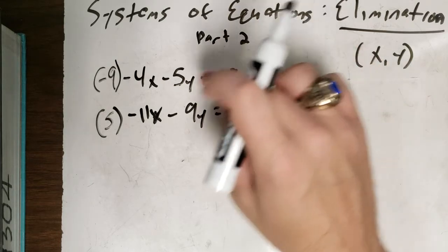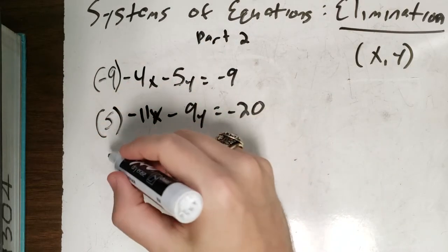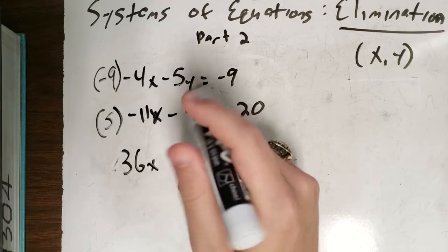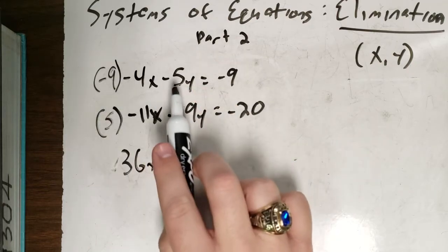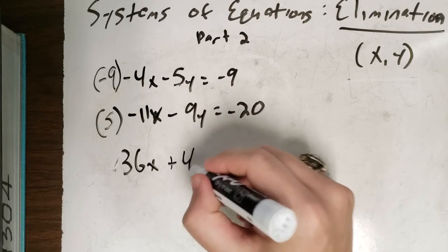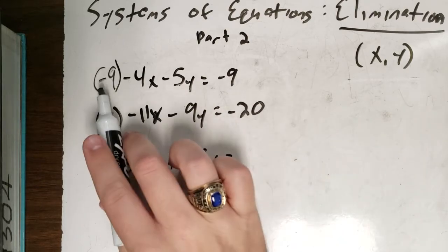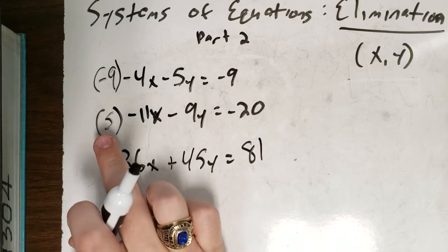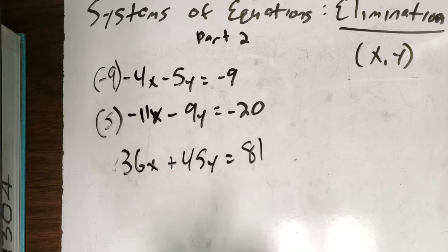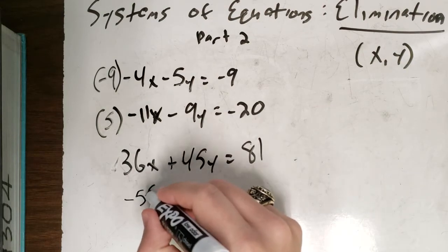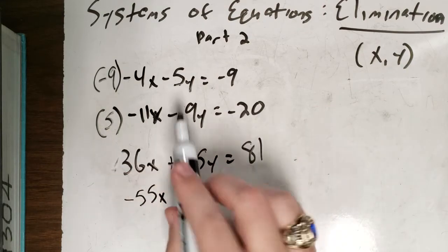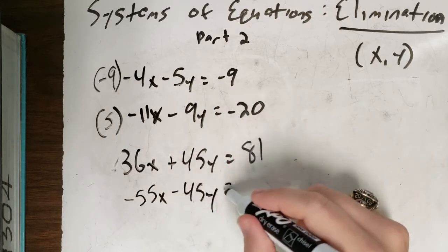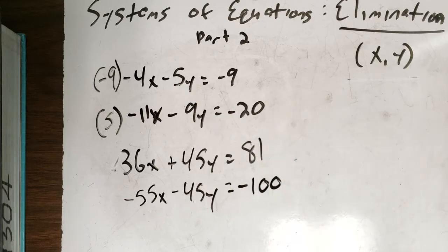Let's multiply our top. Negative 9 times negative 4x is positive 36x. Negative 9 times negative 5y is a positive 45y. And negative 9 times negative 9 is a positive 81. Now let's look at our second one. 5 times negative 11 is negative 55x. 5 times negative 5, we said, is a negative 45y. 5 times negative 20 is a negative 100, okay?